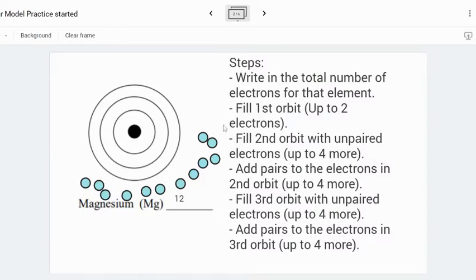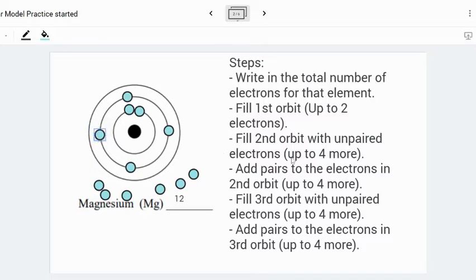All right, I'm going to fill my first orbit with up to 2 electrons. Again, I put the first one at the top, and then the last one in there pairs up with it. That's a full first orbit. The second orbit, the second energy level, I'm going to place 4 unpaired electrons around. So just like before, I do top, right side, bottom, and left side. And again, I make sure I'm staying in that second energy level.